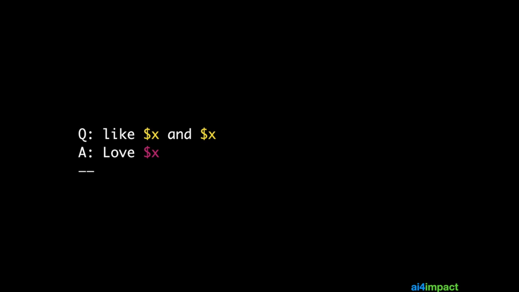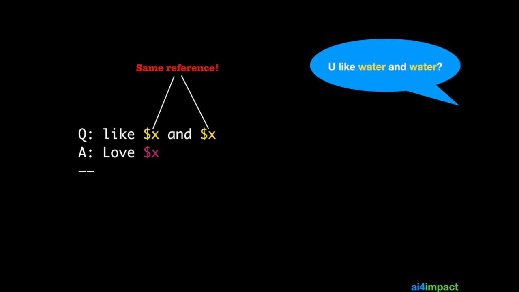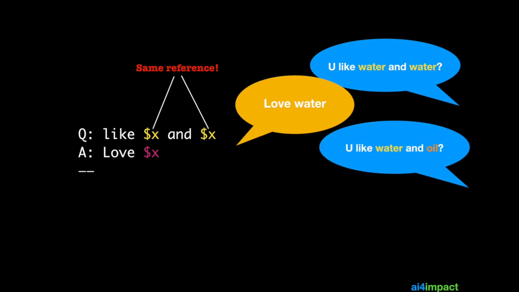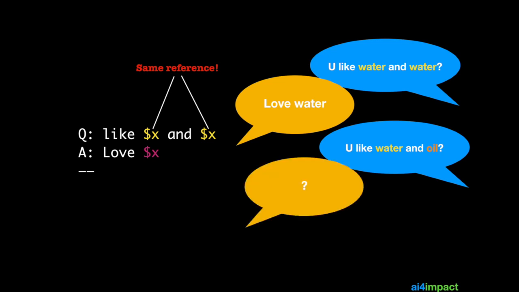Now, how about like X and X? Now, these are both the same reference. They will only match sentences in which you have the same word at those places. So if you said you like water and water, the response would be love water. But if you said you like water and oil, because water and oil are not the same thing, it will be an IDK.